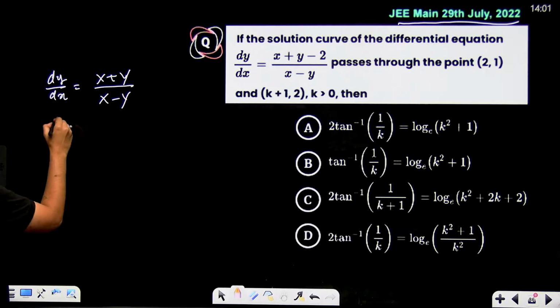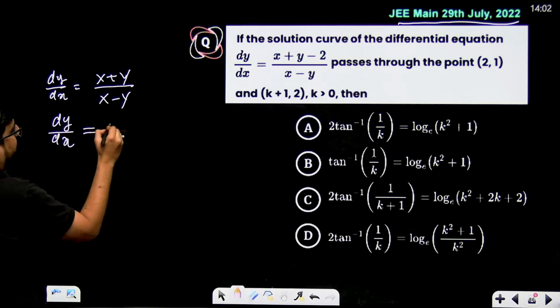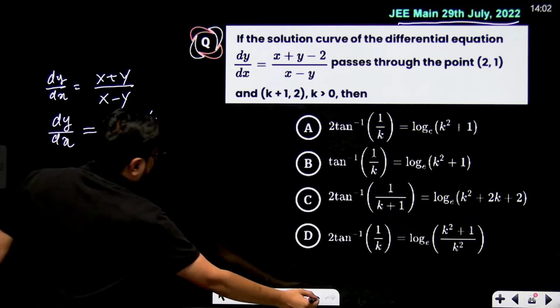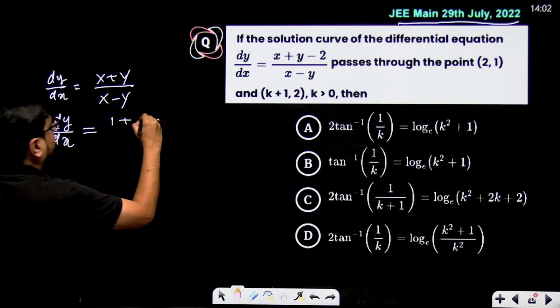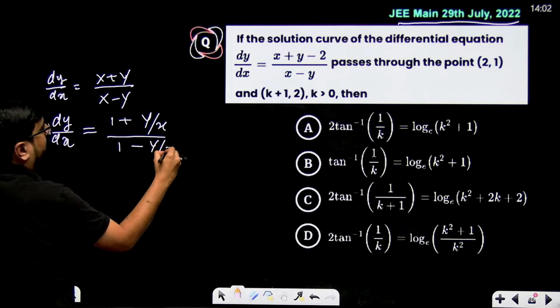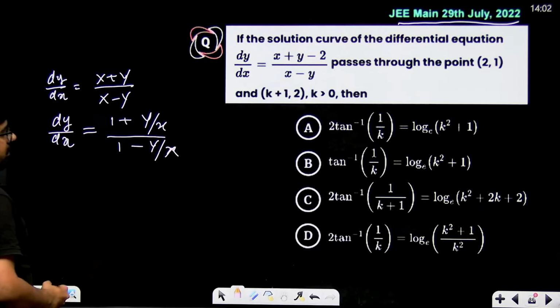So what are we going to have? dY by dX. How do we solve? Divide by x everywhere. So 1 plus capital Y by x you'll have, and 1 minus capital Y by x you are going to have. When we solve, what will we get?